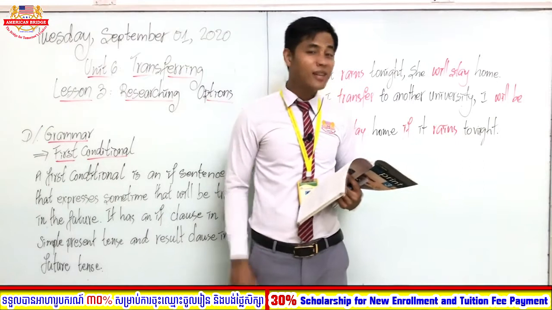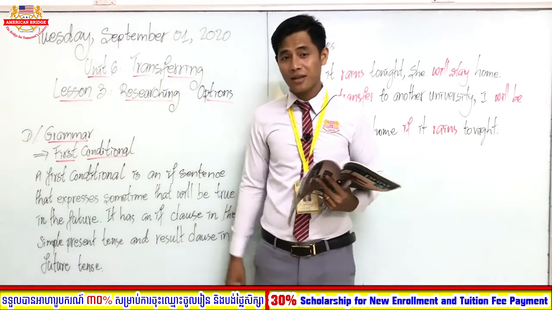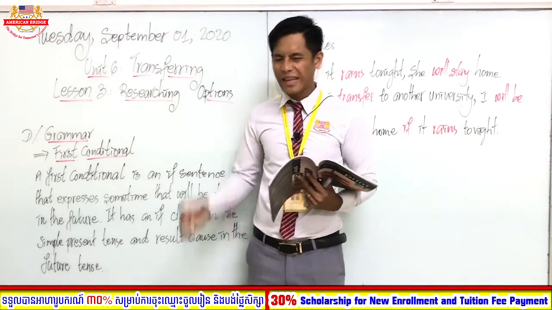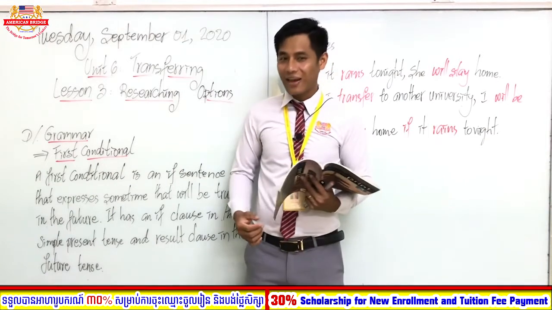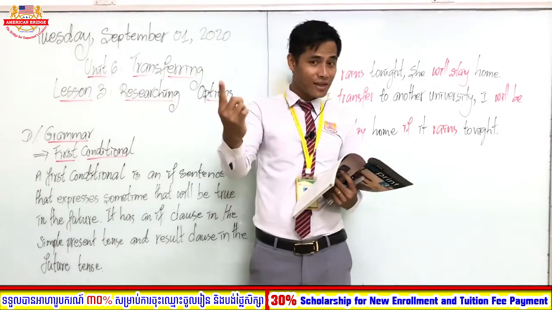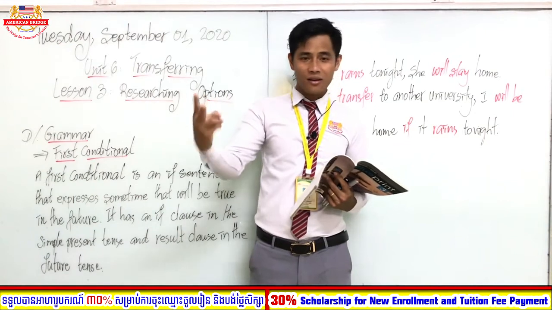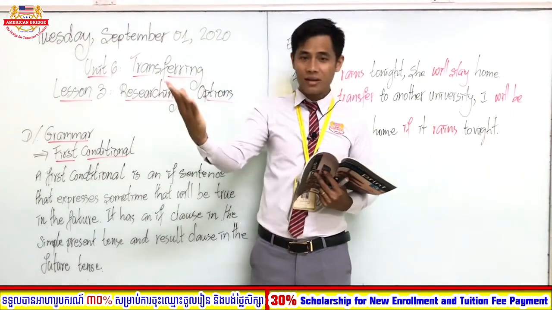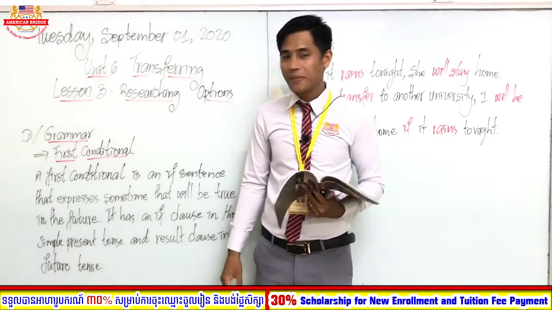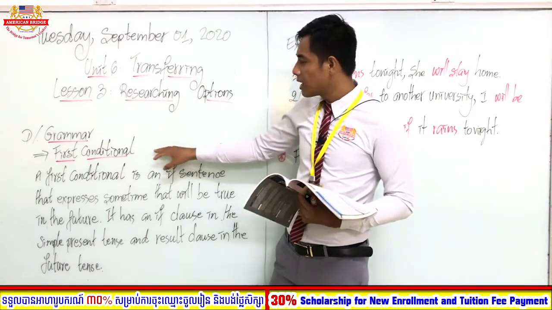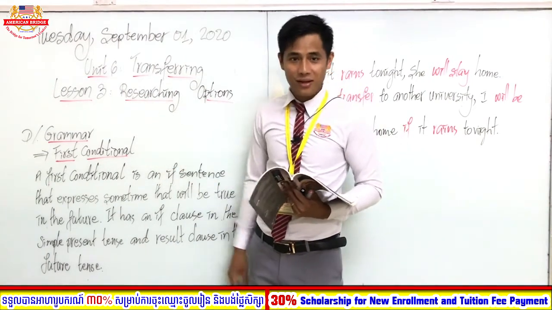Students, how many types of conditionals are there in English? There are 5, right? Zero conditional, first conditional, second conditional, third conditional, and mixed conditional. Good. So today you will know clearly how to use the first conditional in sentences.